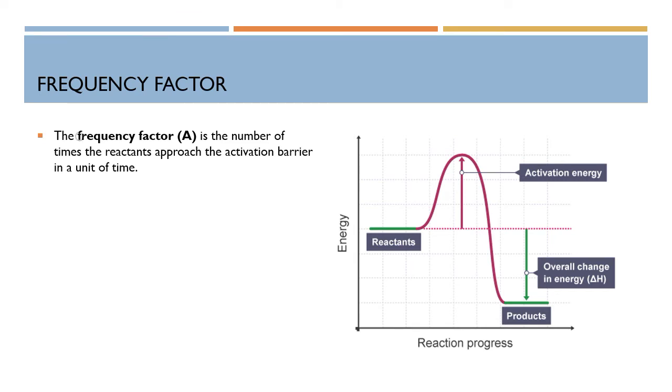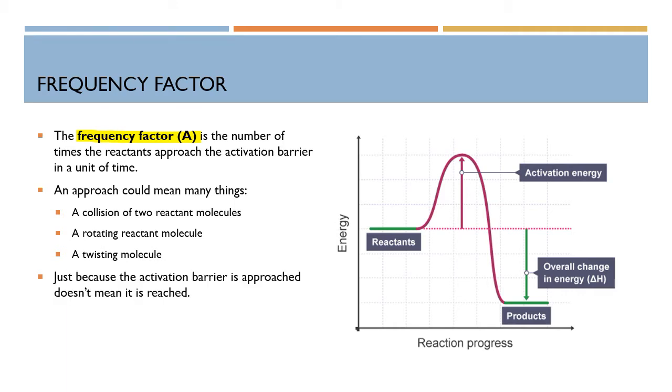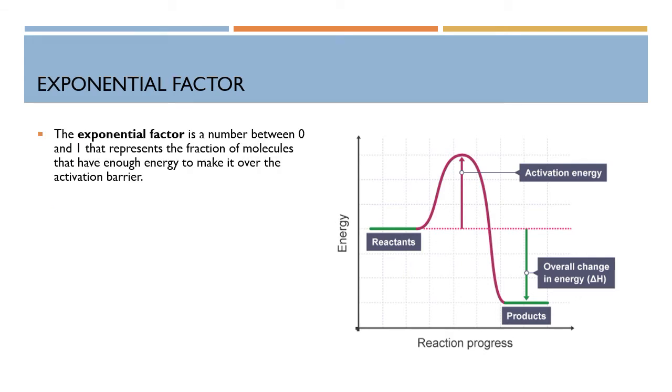Now let's look at something called the frequency factor. This is symbolized by the letter A, and it's the number of times the reactants approach the activation barrier in a unit of time. An approach can mean many things: maybe a collision, maybe a molecule rotating or twisting, somehow getting to the point where it's possibly going to react. Just because the activation barrier is approached doesn't mean it's reached. Think of it like rolling a ball up a hill. Just because you're rolling a ball up a hill doesn't mean that it's always going to get to the top of the hill.